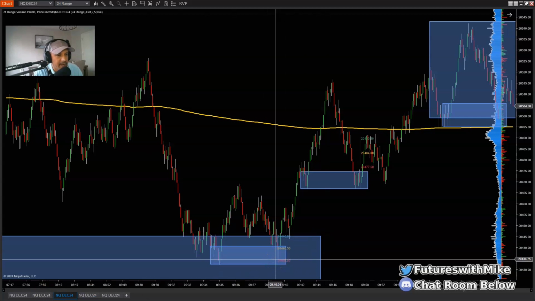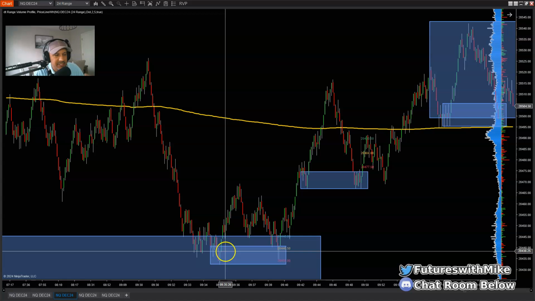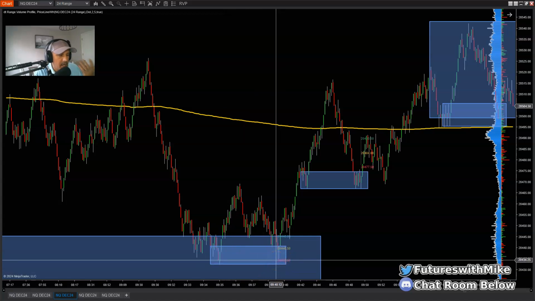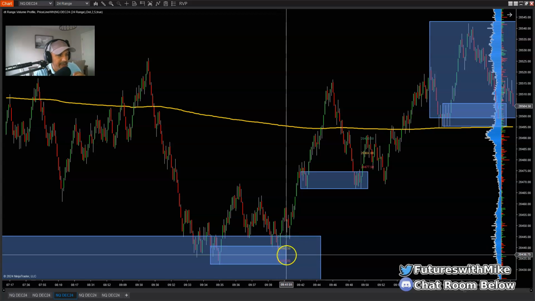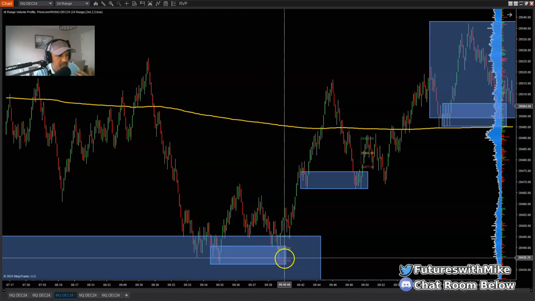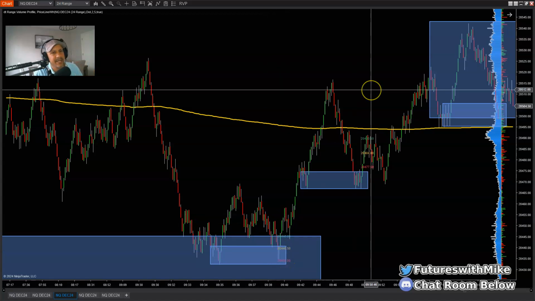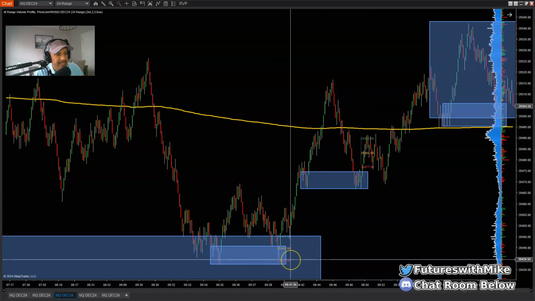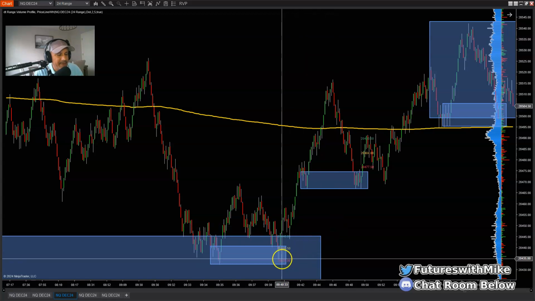Stop goes on the back end right here where the rejection took place at the zone once it pulled back to the 24 range demand zone. Right here at 20,435 or 34, say 34. Give it a few points below that because the market loves to come back and test those areas. Lots of times the market may push up, reject this area, push up, and come back and test it to the tick and then take off to the upside. So you don't want to enter the trade and have it come back and wipe out your stop by just one or two ticks. Okay, so give yourself some breathing room behind the back end of that stop.